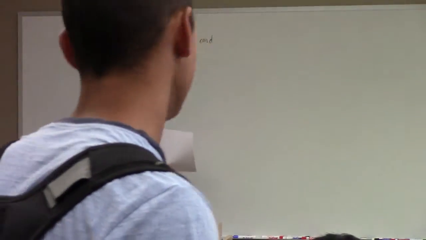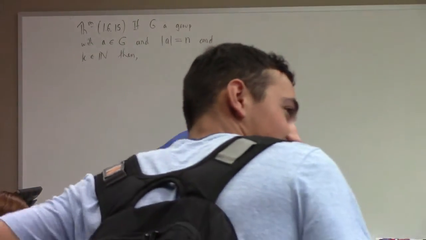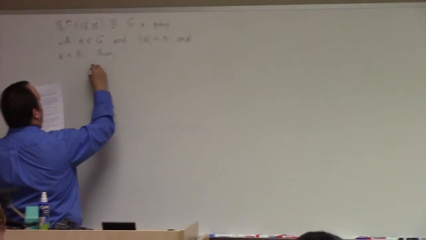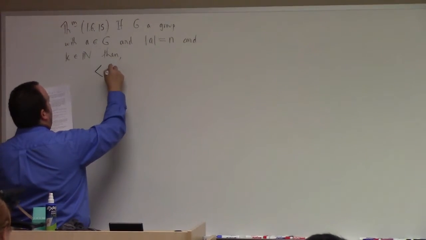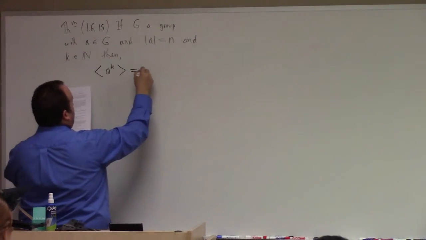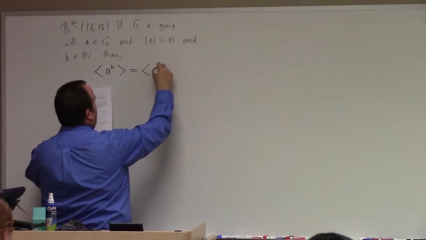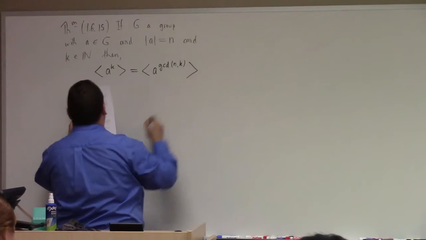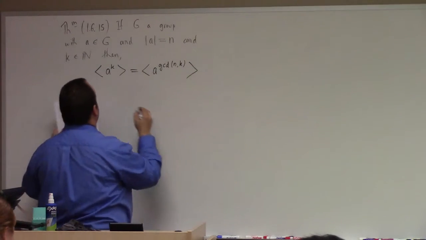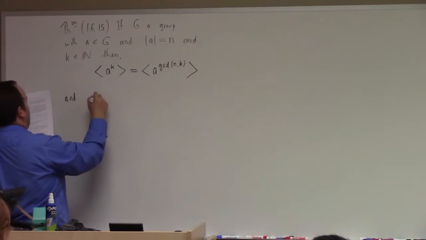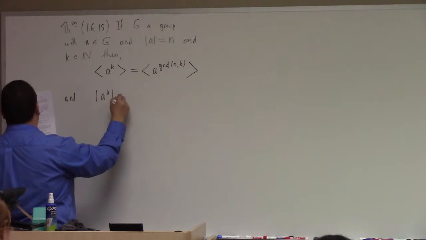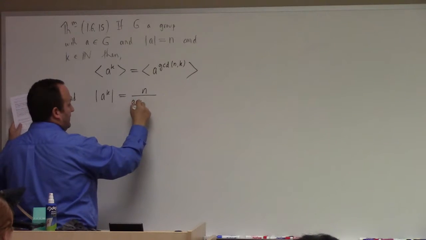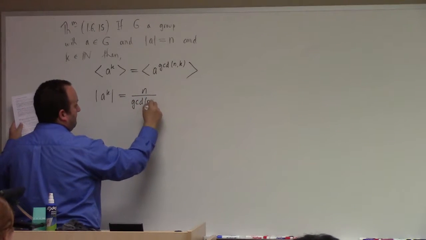the subgroup generated by a to the power k is the same as the subgroup generated by a to the greatest common divisor of n and k. And the order of a to the k is simply given by the order of a divided by the greatest common divisor of n and k.